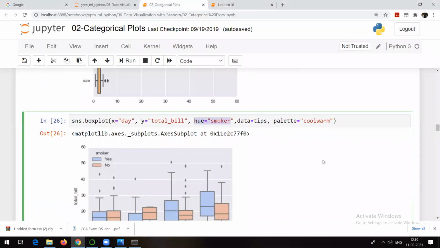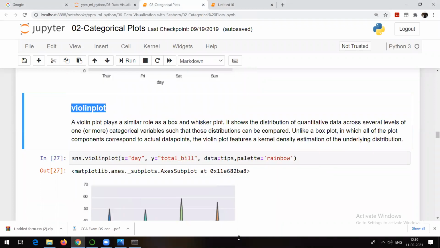Let's move to the next one now. Violin plot. Whatever a violin plot can do, that can be done by a box and whisker plot. But still, in some cases, it's useful. That's what we will talk about.